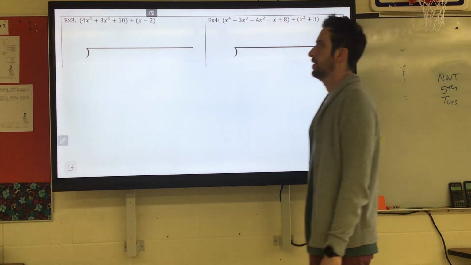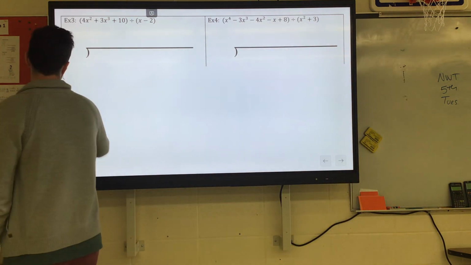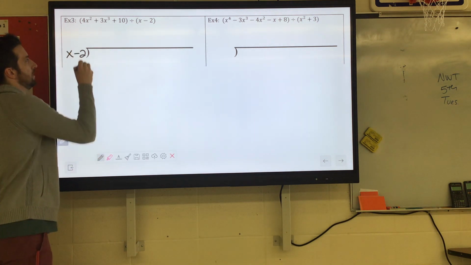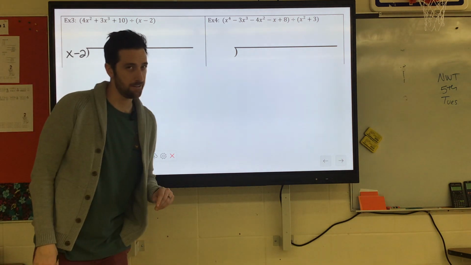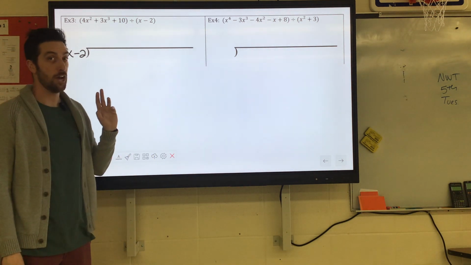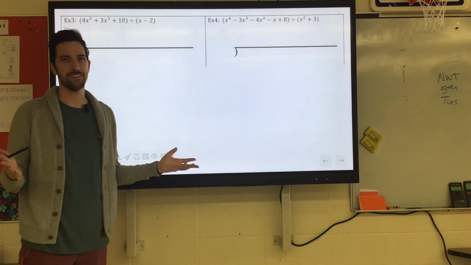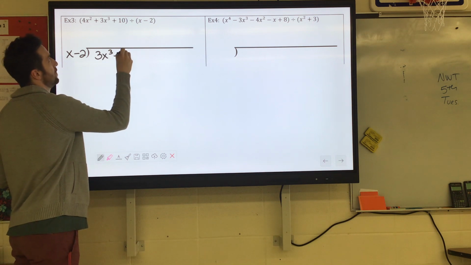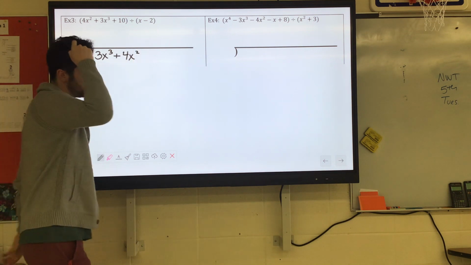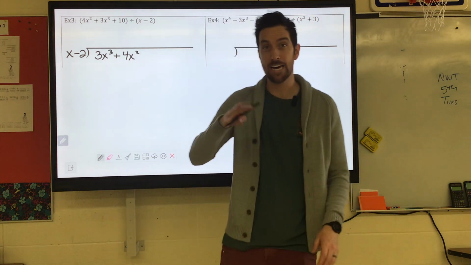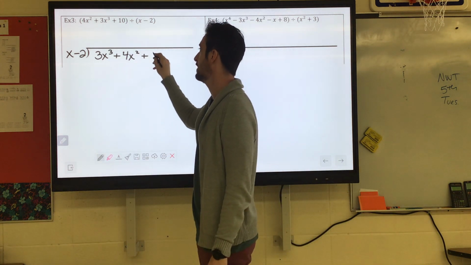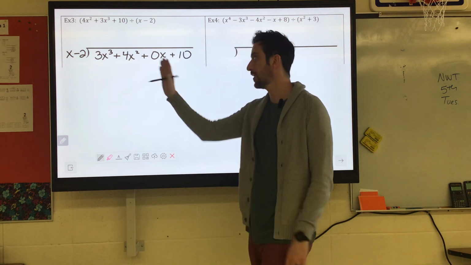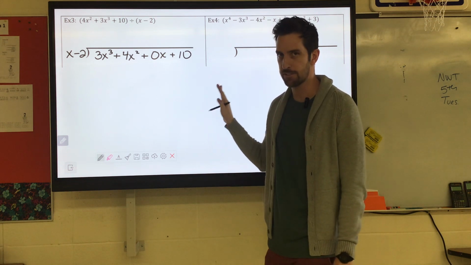Example 3. We're dividing by x minus 2. So I'm going to write x minus 2 on the outside. Now, there's a little trickery at play here. 4x squared plus 3x to the third. You got to write it in standard form. So I should write 3x to the third first. Then plus 4x squared. Now, there are no x to the first powers. You got to put a place filler there. So we're going to say plus 0x and then plus 10. Otherwise, everything at the back half is going to be off. You got to put place fillers when you're doing division.